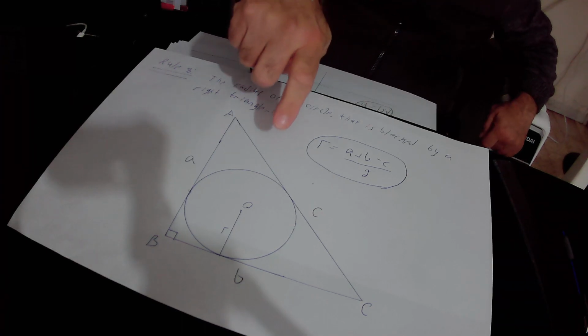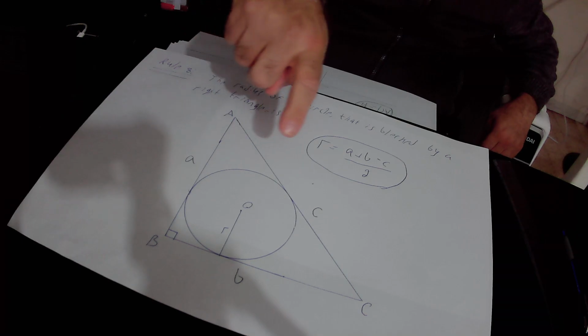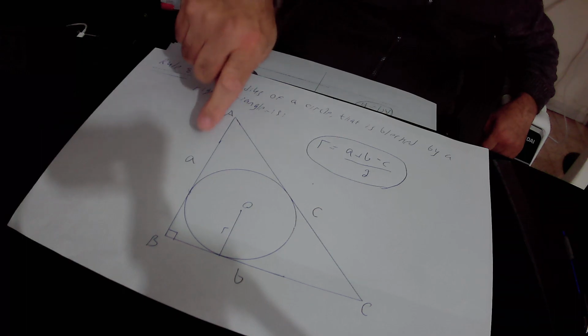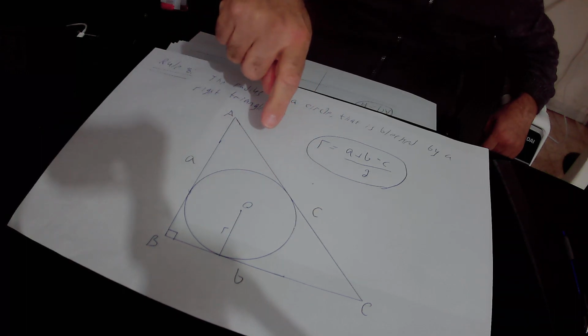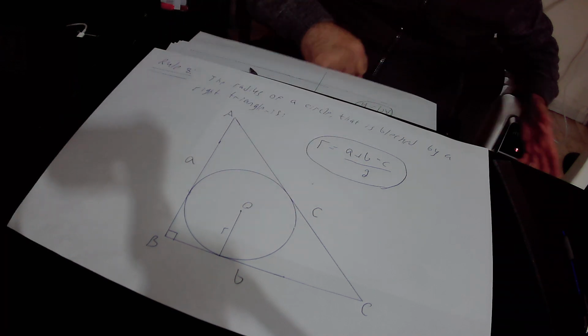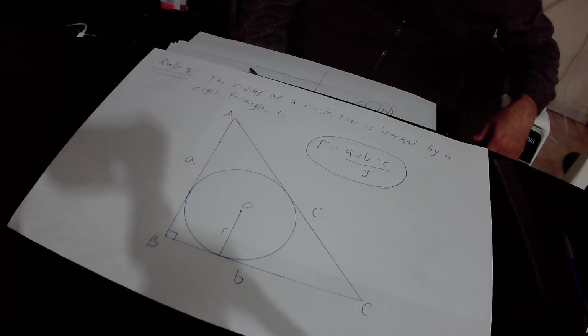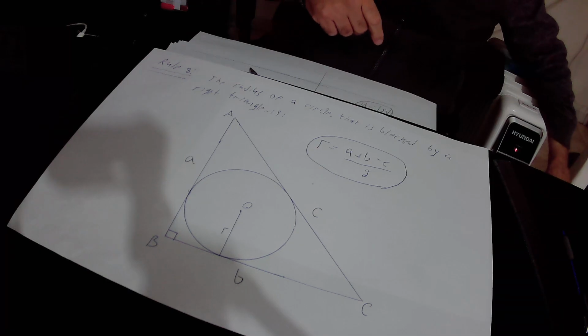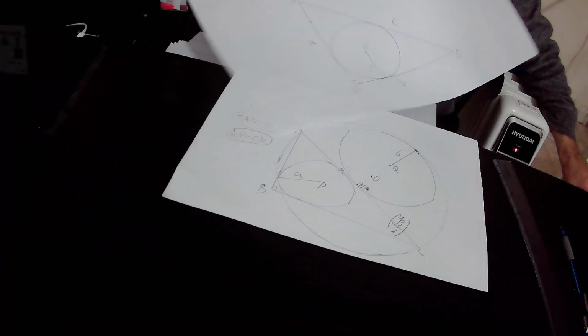That is to say, the radius of this circle that is blocked by the right triangle ABC will be equal to A plus B minus C over 2. That is to say, the radius of any circle that is blocked by a right triangle will be equal to the sum of the lengths of the perpendiculars minus the length of the hypotenuse over 2. So we can implement rule number 8 in our drawing.